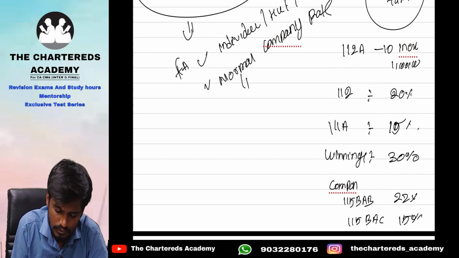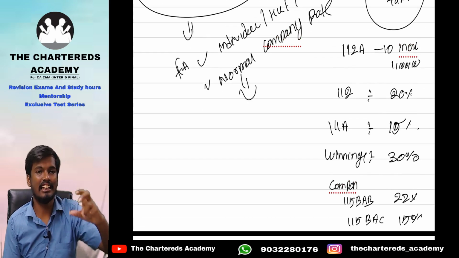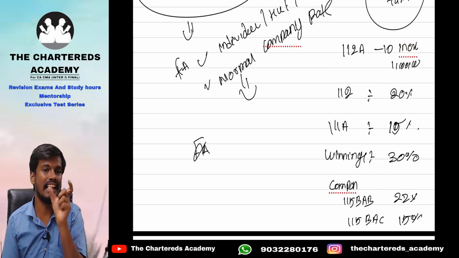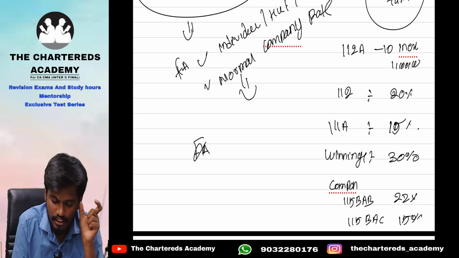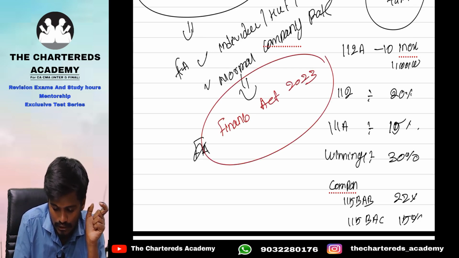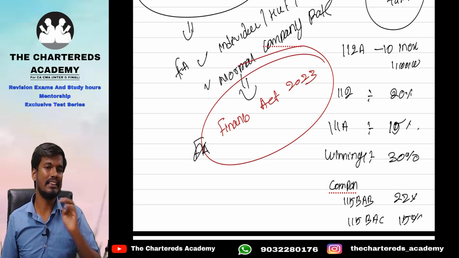Okay. These general tax rates are prescribed in your Finance Act, not the Income Tax Act. These general tax rates are prescribed in the Finance Act 2023.